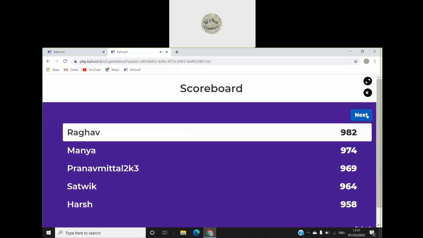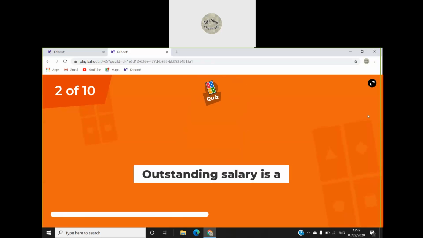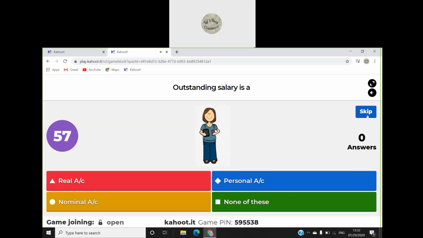So we have Raghav on top, then Manya, then Pranav, Satvik and Harsh. Okay, good. So ready for the next question? Question number 2 coming on your screen. Outstanding salary is a real account, personal account, nominal account or none of these?